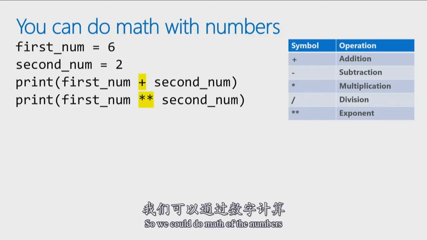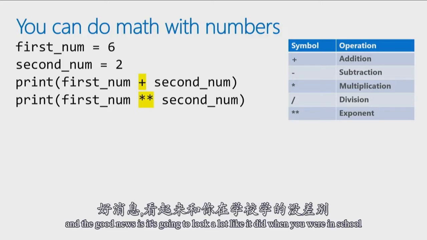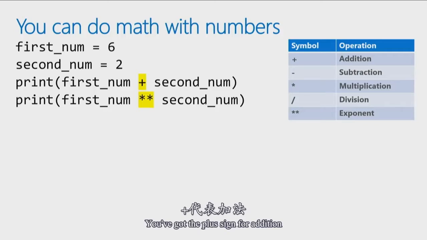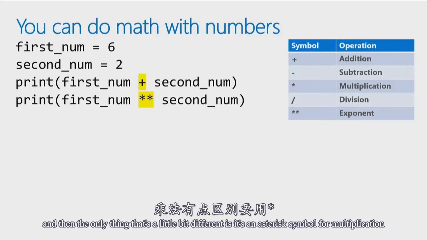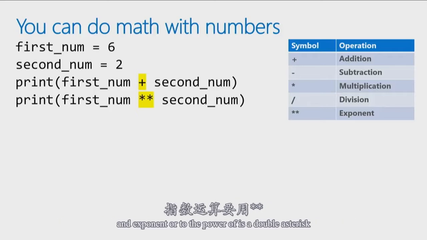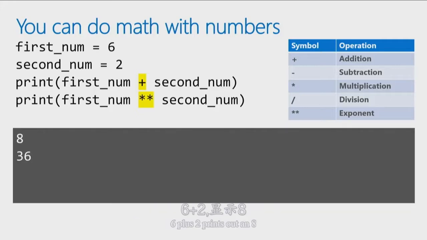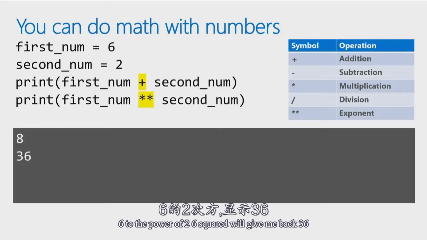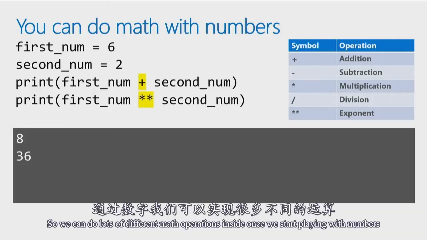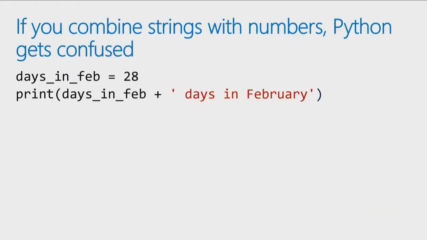So we can do math with the numbers, and the good news is it's going to look a lot like it did when you were in school. You've got the plus sign for addition, the negative sign for subtraction, and the slash for division. The only thing that's a little bit different is it's an asterisk for multiplication, and an exponent, or to the power of, is a double asterisk. So if I have two numbers here, 6 and 2, 6 plus 2 prints out an 8, and 6 to the power of 2, 6 squared, will give me back 36. So we can do lots of different math operations once we start playing with numbers.